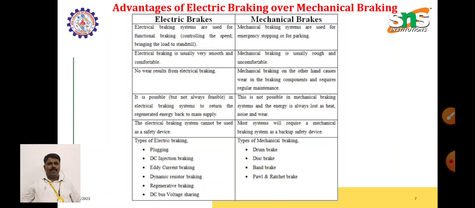And the next one: electrical braking cannot be used as a safety device, but mechanical braking can be used as a safety device. Okay. So in electrical braking, there are different types: rheostatic braking, plugging, and regenerative braking. But in mechanical braking, there are drum brake, disc brake, and band brake. So a few types of mechanical braking are available.